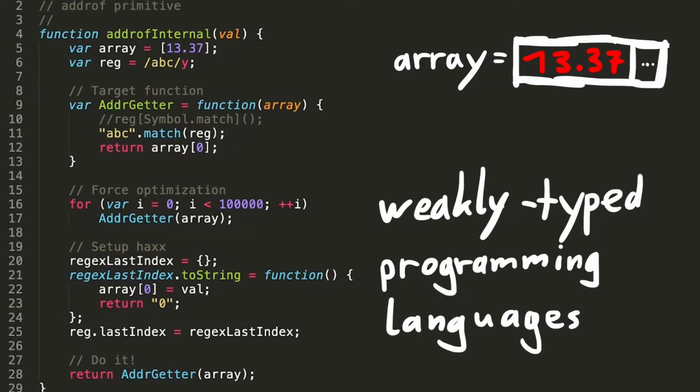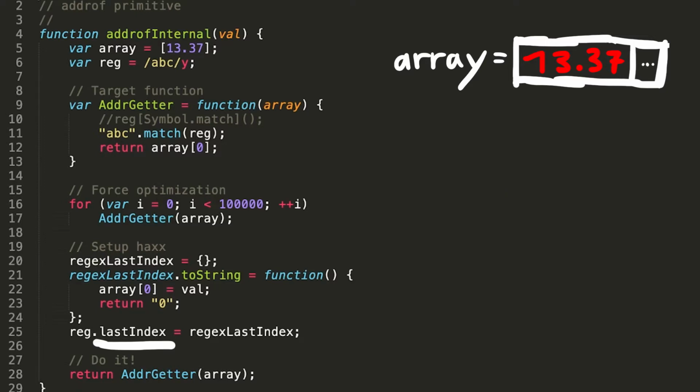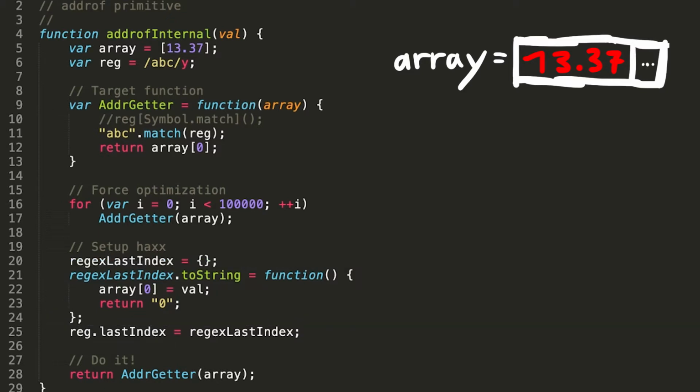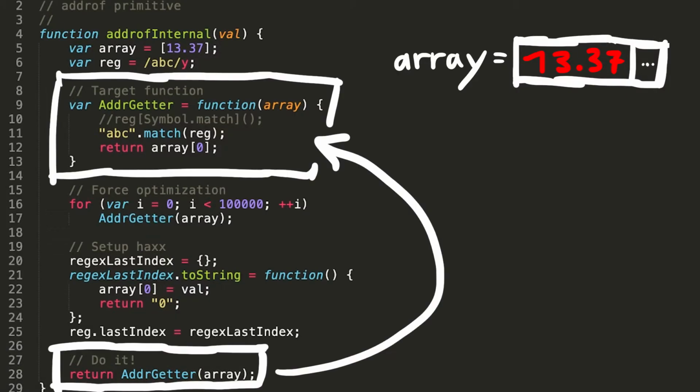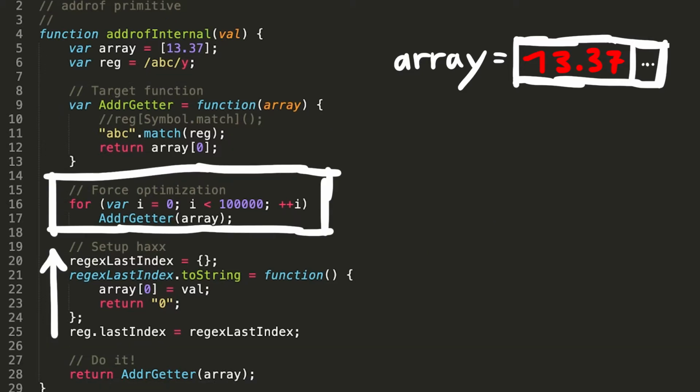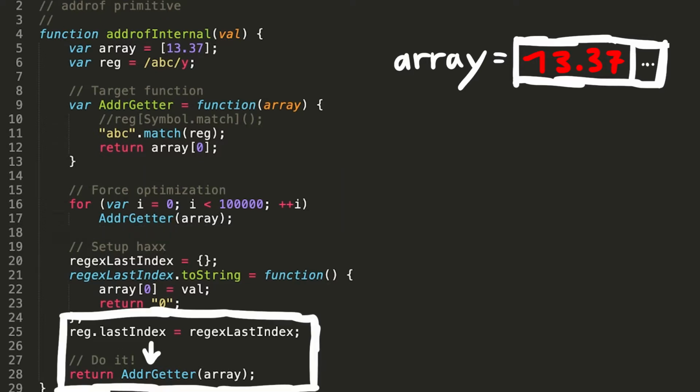And well, JavaScript, or weakly typed programming languages, are fun. So instead of it being an integer, it's now this object which has a toString method that will do this array assignment. And now we trigger the bug. Now we just do it. We call addressGetter again, and we know that addressGetter is now JITted optimized code. This machine code will now execute a regular expression match with our regular expression, but something is different. Before, when we were JITting that function, we hadn't modified the lastIndex property yet, but now we have.